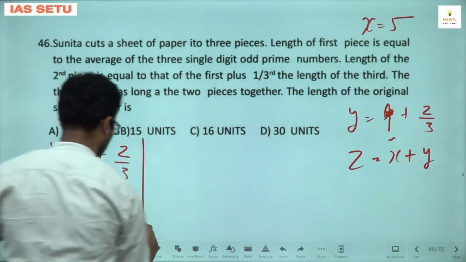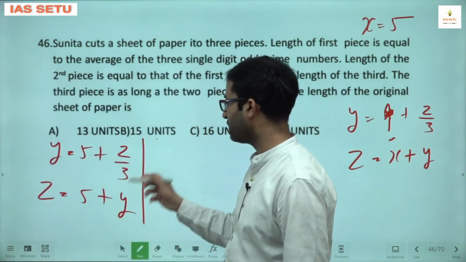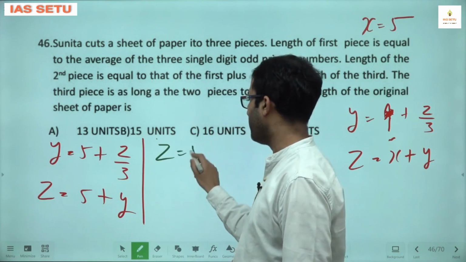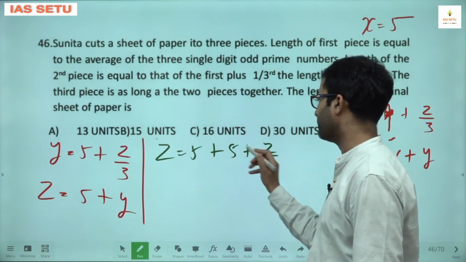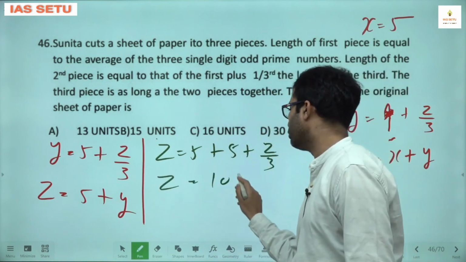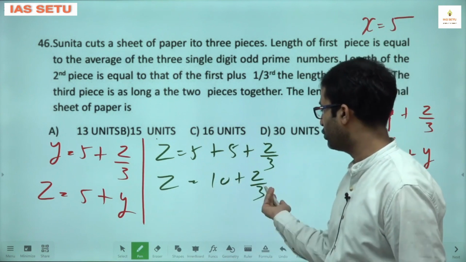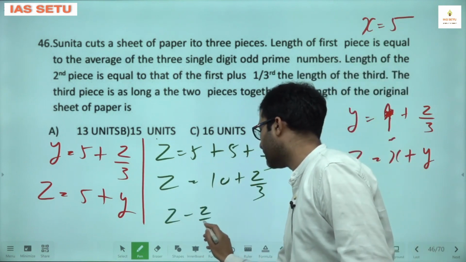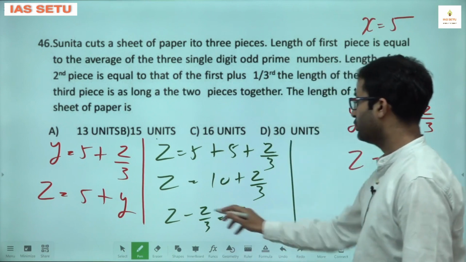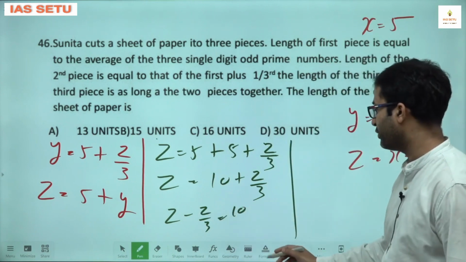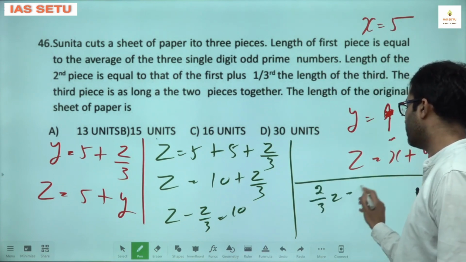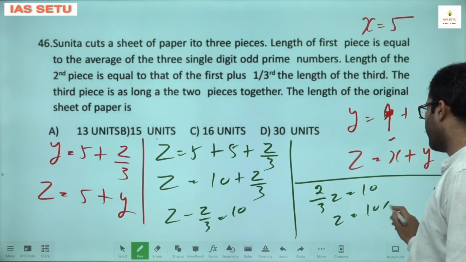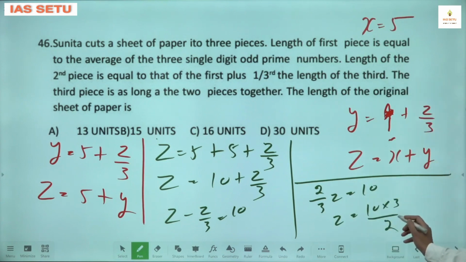Now the long method: z will be 5 plus y, that is 5 plus z by 3. So z is equal to 10 plus z by 3. Take 1/3 z to that side: z minus z by 3 is equal to 10. If out of z you subtract 1/3 z, we get 2/3 z. So 2 by 3 z is equal to 10. z will be 10 into 3 by 2, so we get 30 by 2, 15.